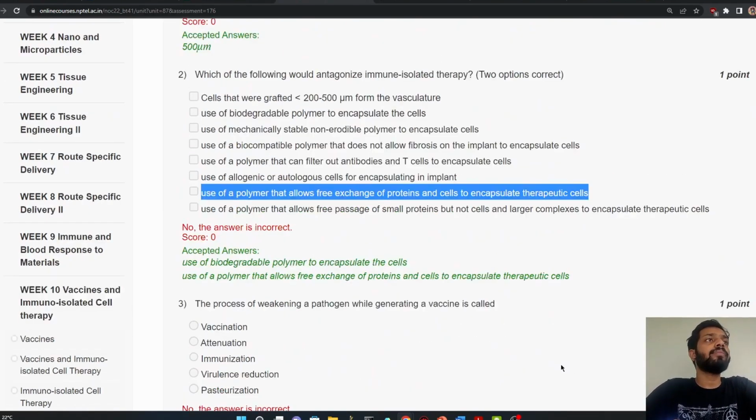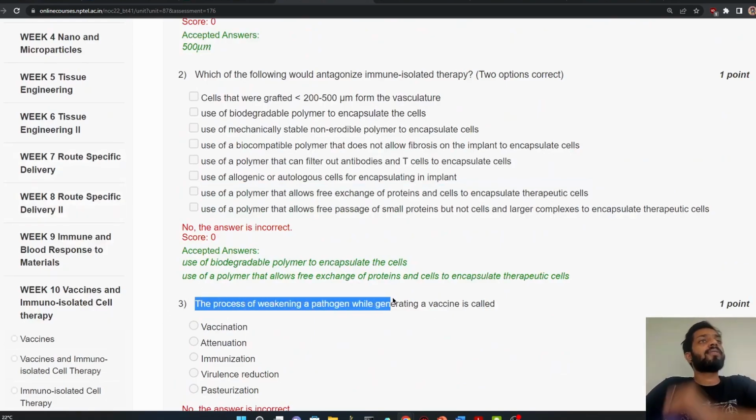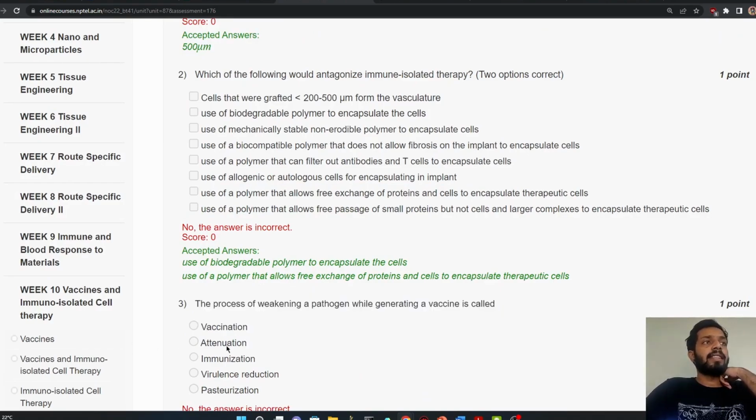Okay, yeah. So option B. The process of weakening a pathogen while generating a vaccine is called vaccination, attenuation, immunization, virulence reduction, pasteurization. Yeah, attenuation.